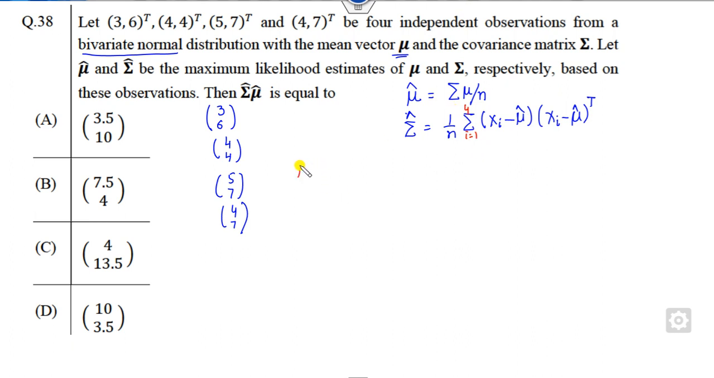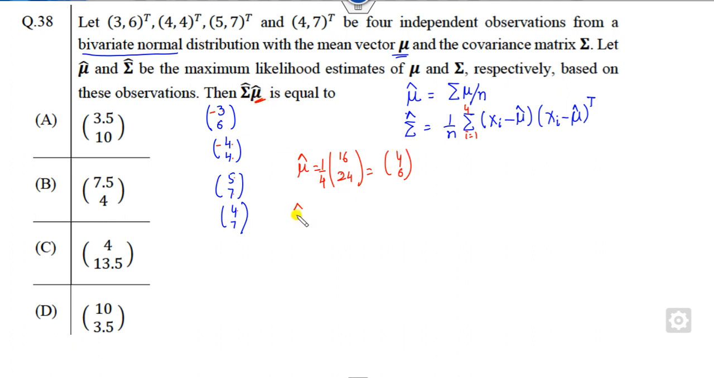So let's start by finding the value of mu cap. This is the sum. I can add the first part: 3 plus 4 plus 5 plus 4 is 16, multiplied by 1 by 4, since n is 4. And the second part is 6 plus 4 is 10, plus 7 is 17, plus 7 is 24. So this is (4, 6). I can compute this value.